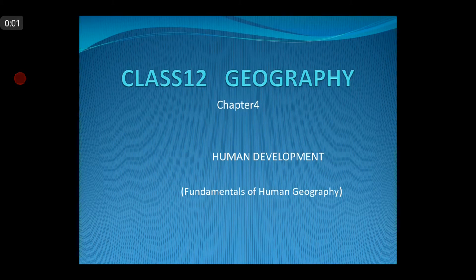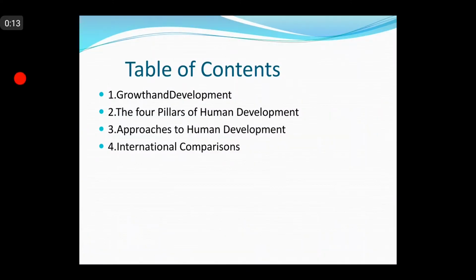Good morning, everyone. Today, we will take up the fourth chapter, Human Development, from the Fundamentals of Human Geography. In this chapter, we will learn about growth and development. Then, we will learn about the pillars of human development. Then, approaches to human development. And finally, we will discuss international comparisons.